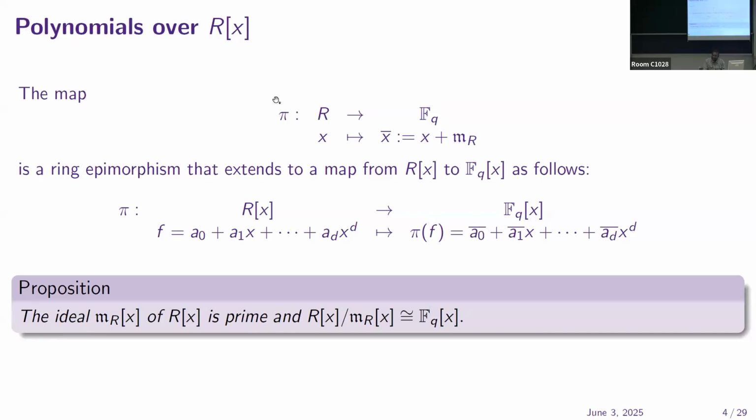The canonical map P, we can extend to the polynomial ring R[x], coefficient by coefficient. When we have a polynomial in the polynomial ring R[x], the image by P is defined as r0 bar plus r1 bar x plus ... plus rd bar x to the power d. We explain that by this example.